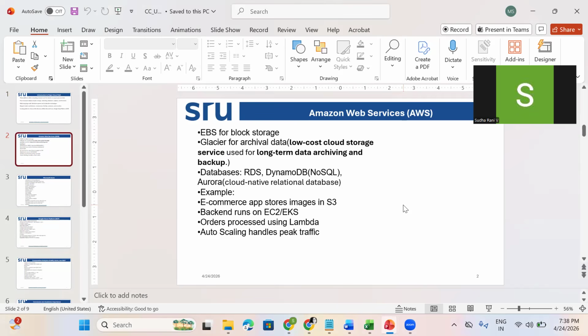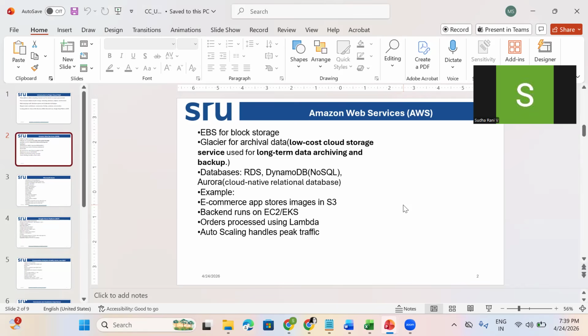Why do most people go with AWS? AWS is a low cost cloud compared with the other services. It is a low cost cloud storage service, and it also goes with long-term data archiving and backup. Next, coming to the database part of AWS, it goes with RDS, relational database systems, as well as DynamoDB, which comes under NoSQL, and Aurora, a cloud native relational database. So AWS databases are RDS as well as Aurora.